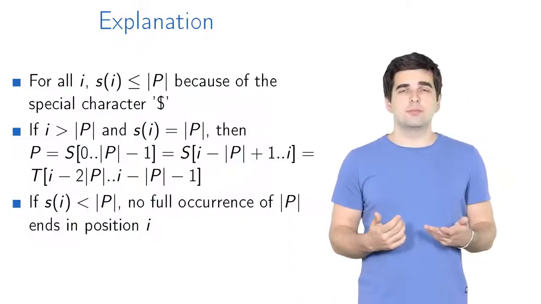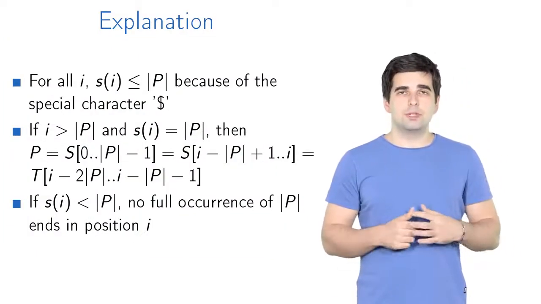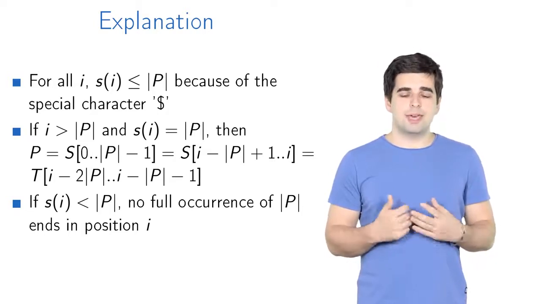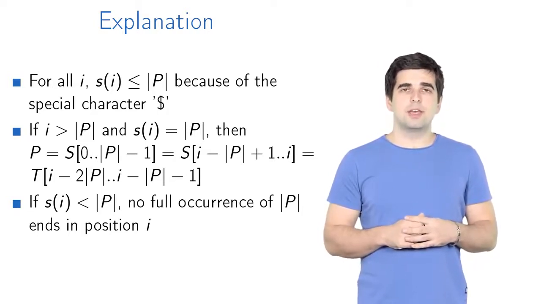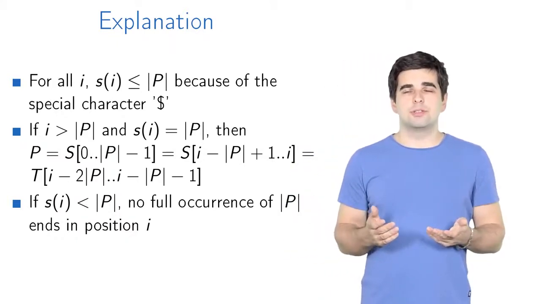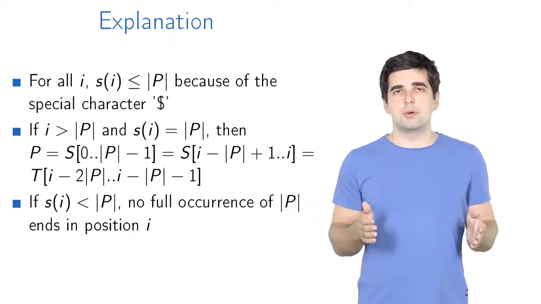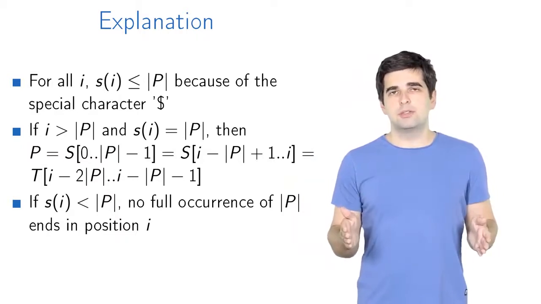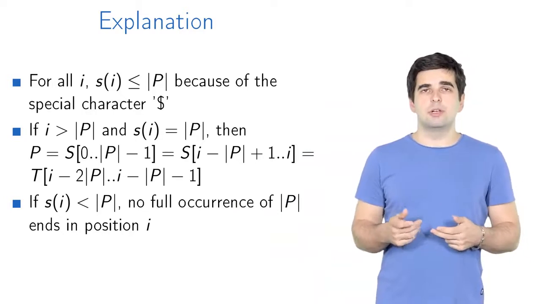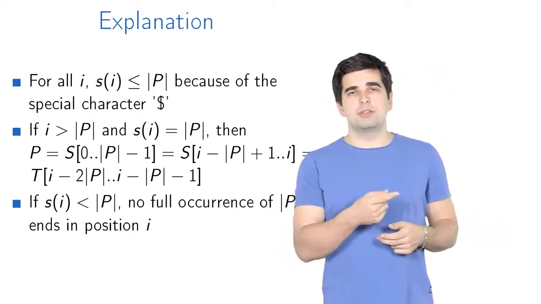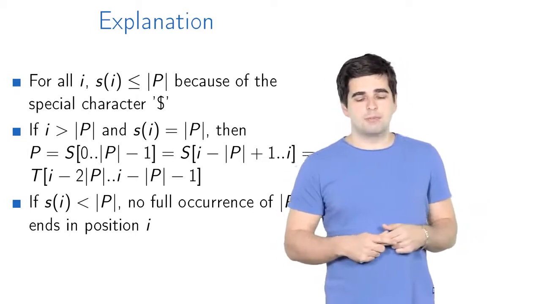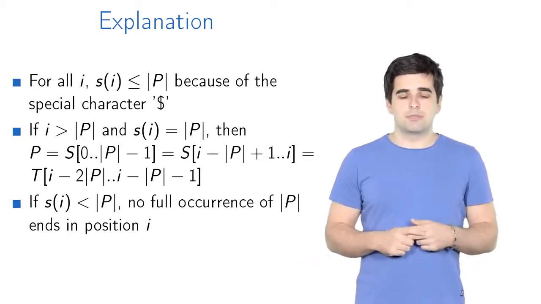And why does this algorithm even work? First, we need to notice that the prefix function for this string big S is always less than or equal to the length of the pattern. Because of the dollar sign, which occurs right after the end of the pattern, if the border was bigger, we would need to have another occurrence of dollar in the string big S. But dollar is only between the pattern and the text, and it's absent from the text, so the prefix function cannot be bigger than the length of the pattern.